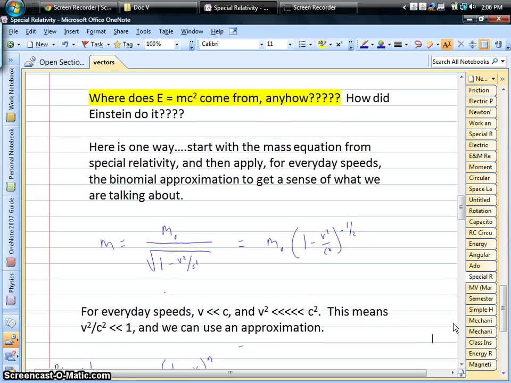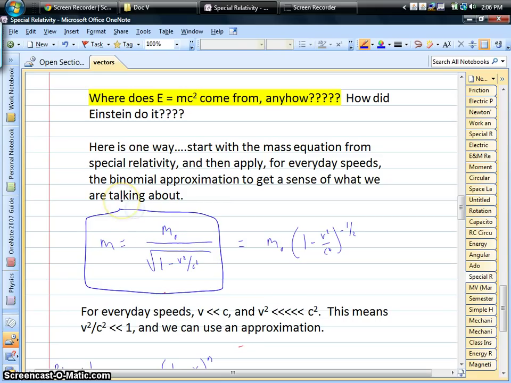So where did it come from? Where did Einstein get the ideas? How can we think of a derivation for this? Well, it's a little more complicated than what we'll show here, but this is a pretty good way of thinking about it. And in particular, we're taking one of the equations that he derived from relativity, this mass equation down here.